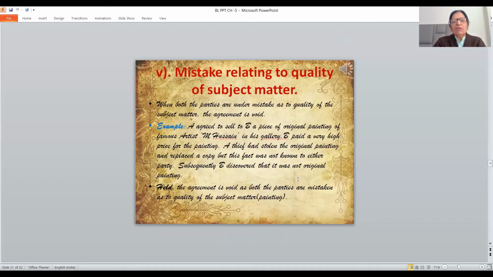Mistake relating to the quality of subject matter. Here, there's a mistake as to quality of subject matter. A agreed to sell to B a piece of original painting of famous artist M. F. Hussain, which was lying in his gallery. B paid a very high price for the painting. A thief had stolen the original painting and replaced it with a copy, but this fact was not known to both the parties. So, subsequently, B discovered that it was not the original painting. So, friends, regarding this stealing of the painting, nobody knew, nobody was aware. Here, it was held in the court of law that the agreement is void as both the parties are mistaken as to quality of the subject matter, and the subject matter was a painting.